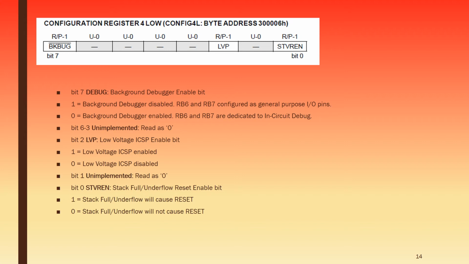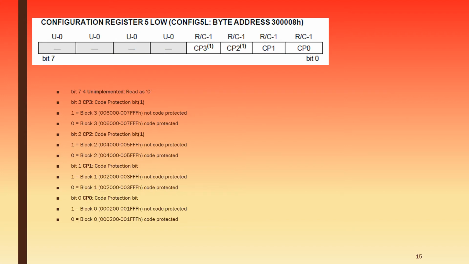As a part of configuration bit setting, stack full/underflow reset enable can be used whenever you have some situation, say due to a subroutine and main program conflict, some callback kind of activity, where it is not possible to handle it through code. Then at that time, considering the conditions of stack full or underflow, you can forcefully take a decision. Then there is configuration register 5 low.